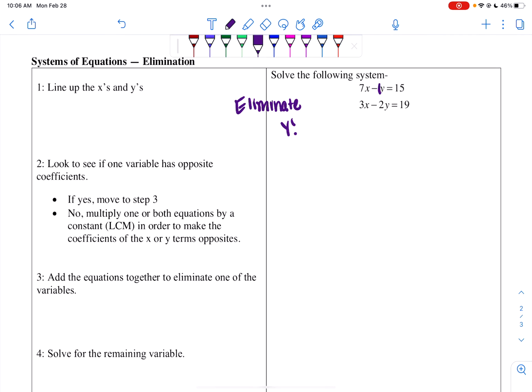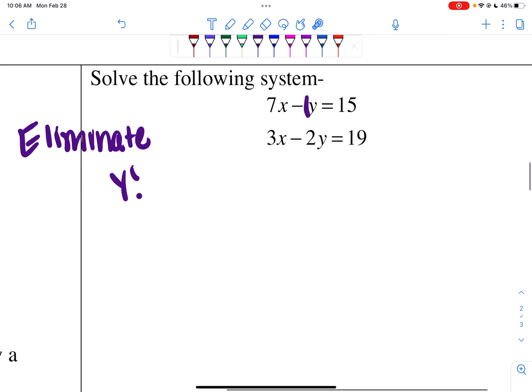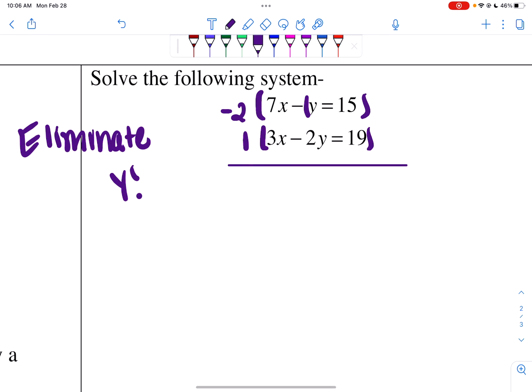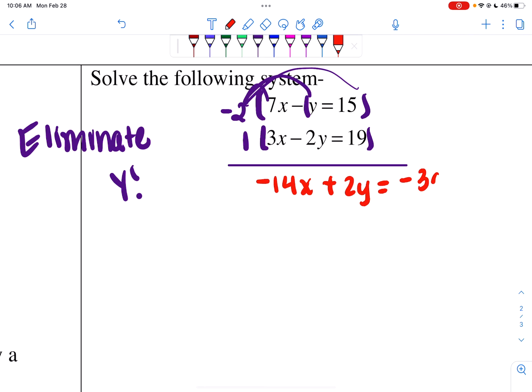So this is a minus 1. It doesn't make sense to eliminate any specific ones because if you look, both positive, both negative, I'm going to have to multiply by a negative either way. So I do my drag and drop by putting a 1 here, a 2 here. I got to make one of them negative. I'm going to make my 2 negative. So I have negative 2 times 7, which will give me negative 14x. Negative 2 times negative 1, which will give me a plus 2y equals negative 30. Then 1 times anything is itself, so I'm just going to be left with my same equation.